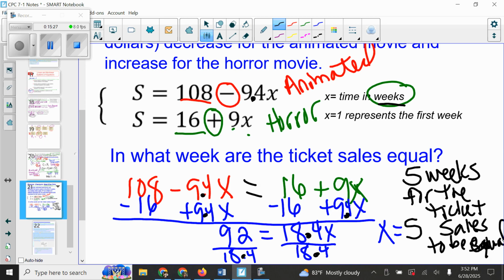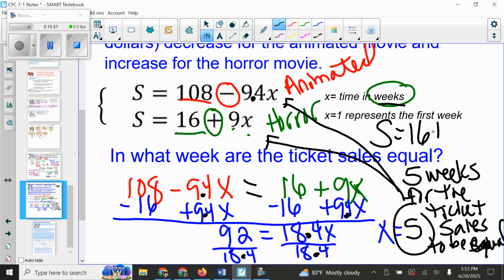And then again, we could figure out what that sales amount would be just by plugging that 5 back into either of those equations for the x if we wanted to. So we could figure out how much was earned in sales. It's a pretty quick calculation, so we could figure that out as well. So we could do our 16 and 45, which would be 61 million. So there'd be 61 million in sales when they were equal. And then one would continue to grow and the other one would continue to decline.